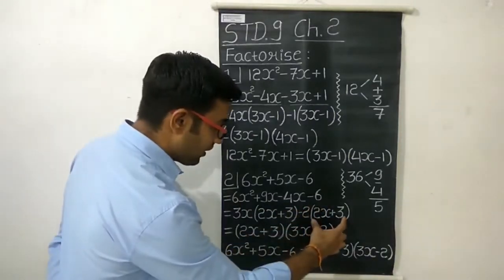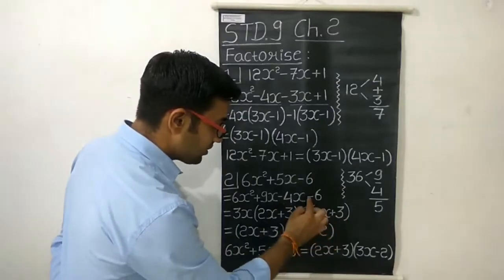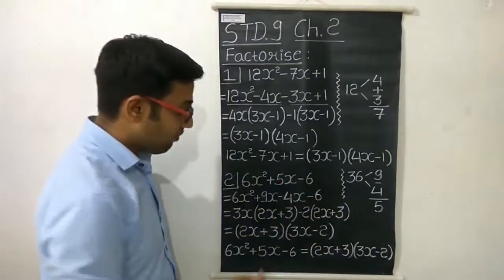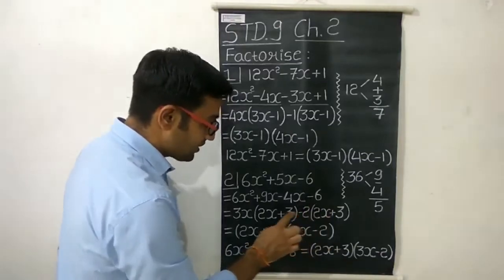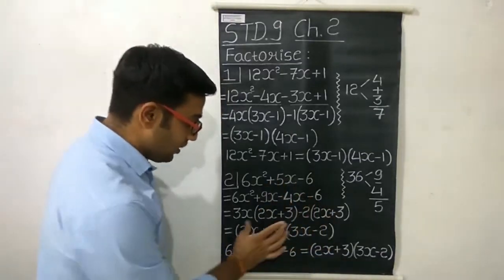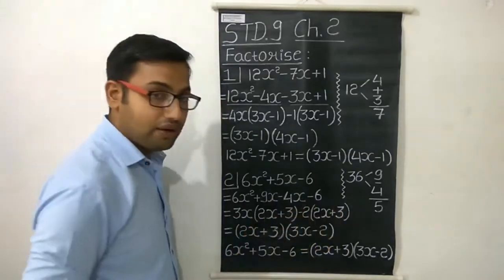So what will remain in this? 2x, and here the sign will become plus and plus 3 will remain. Why does the minus sign become plus? Because we take the minus sign as a common, so this sign becomes plus. Notice that both the brackets are equal.